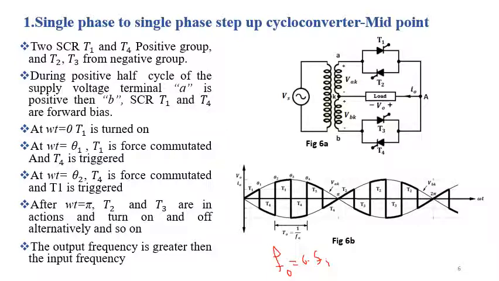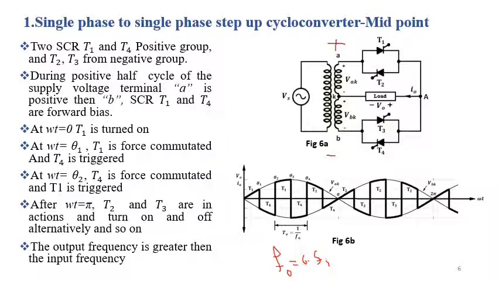So for achieving a larger frequency than the source frequency signal, let's see the operation of this circuit, how it works. For the positive half cycle of the input signal, we have polarity positive and negative like this.